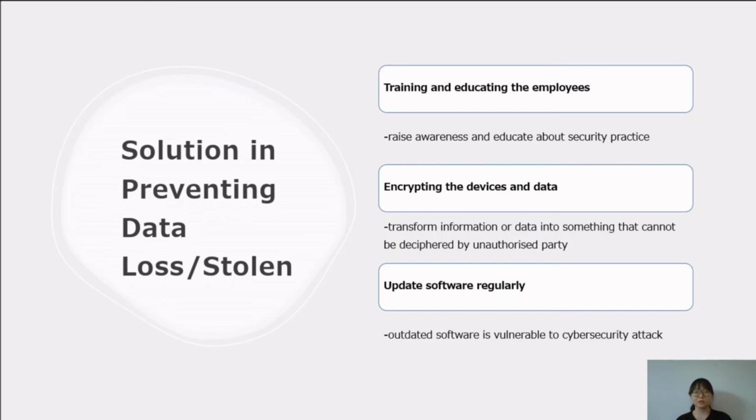Another solution is to encrypt the devices and data of the organizations. Encryption, which means transforming data or information into a form that cannot be deciphered by an unauthorized party, has high potential in successfully preventing the device from being spied on and the data from being stolen. Hence, the organizations should opt for encrypting their devices and data for security purposes, where ill-intentioned people cannot crack and steal their valuable data. The third solution would be updating software regularly.